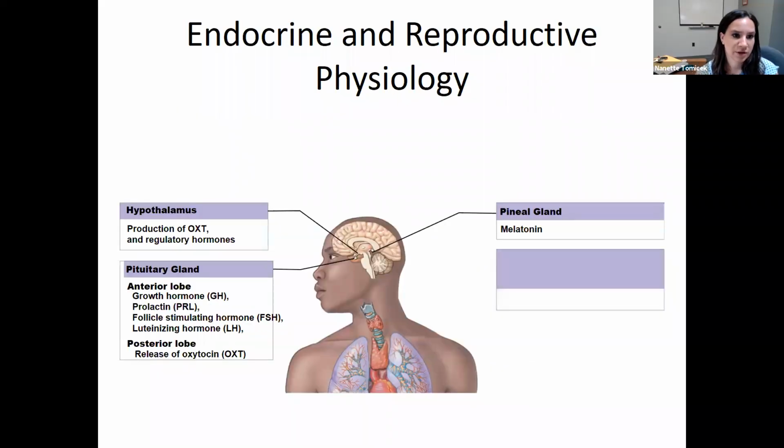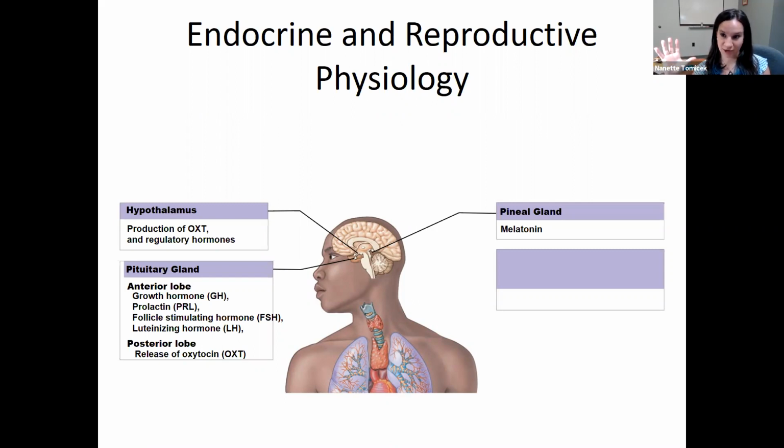Let's talk about the endocrine system. So the endocrine system is a communication system. It's similar to the nervous system in that it sends information from one part of the body to another. But what is different about the endocrine system is instead of using electrical impulses, it uses a chemical signal.